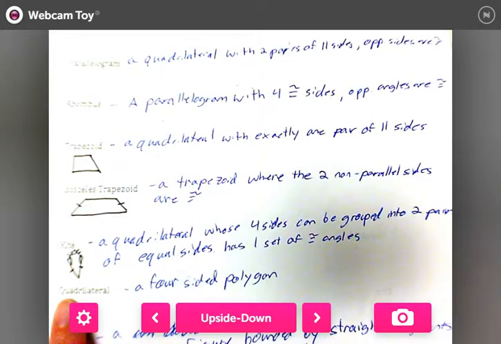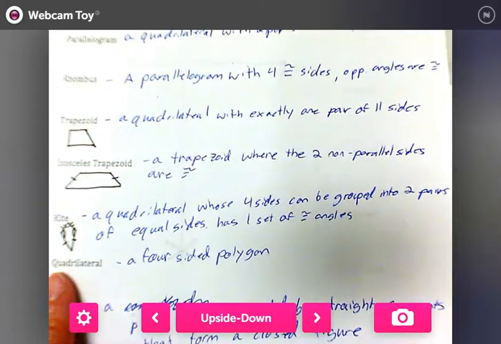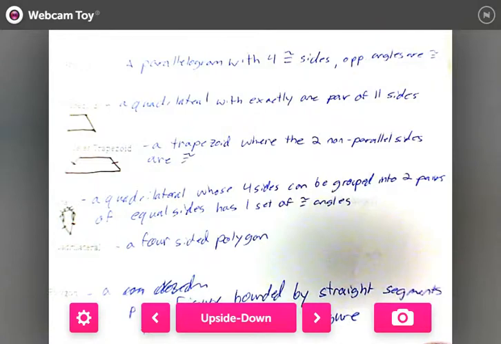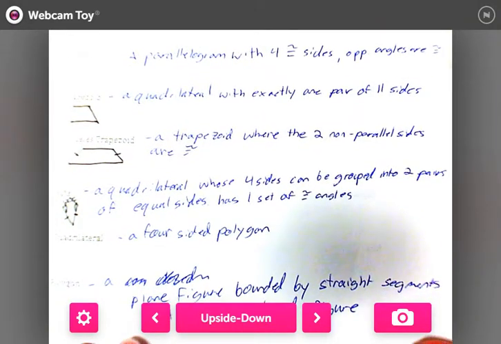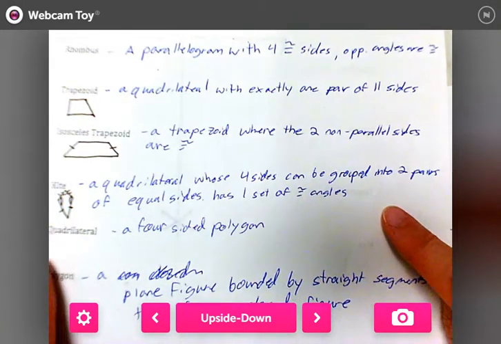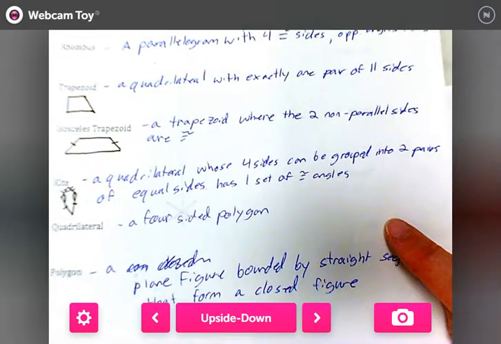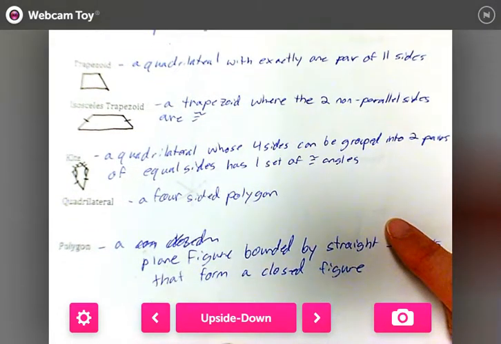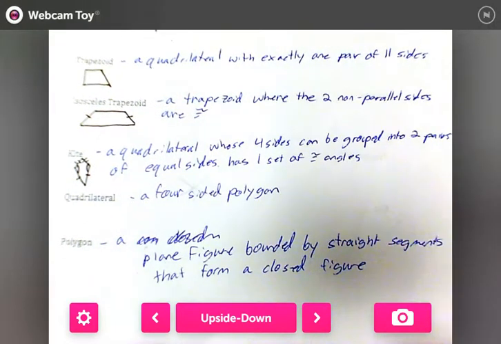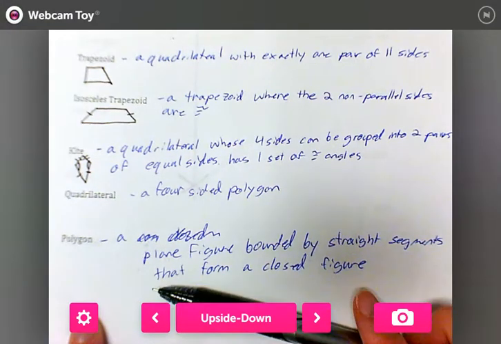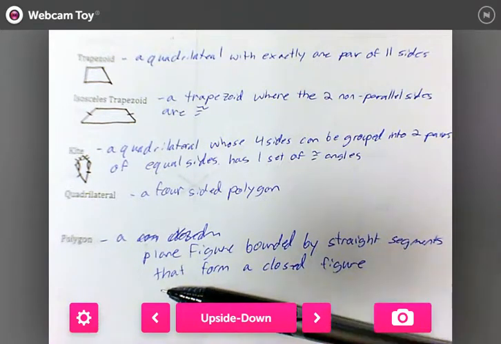Okay, hopefully you guys have a parallelogram because I'm moving it up. All right, a quadrilateral is a 4-sided polygon. And finally, a polygon is a plane figure bounded by straight segments that form a closed figure.